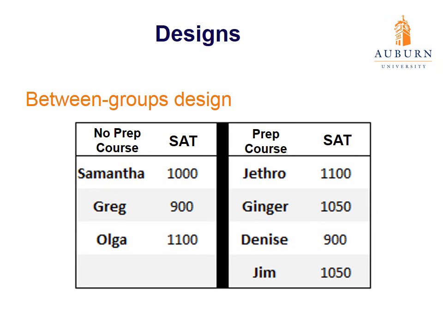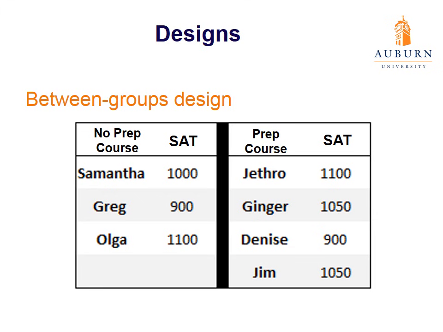And so Jethro, Ginger, Denise, and Jim in the prep course condition could also be more motivated, or maybe they're just more timely, and that transfers to higher SAT scores. And so I wouldn't know for sure that the difference in SAT scores is because of the prep course. It could be because of increased motivation, it could be because of timeliness, because they're more interested in the study, whatever it may be, but it's not necessarily the prep course.